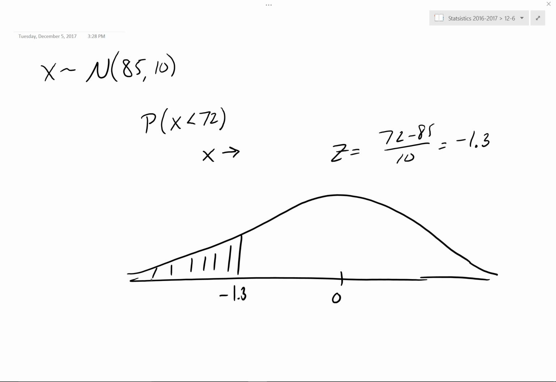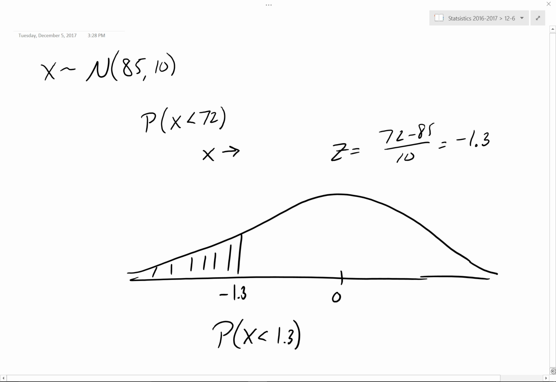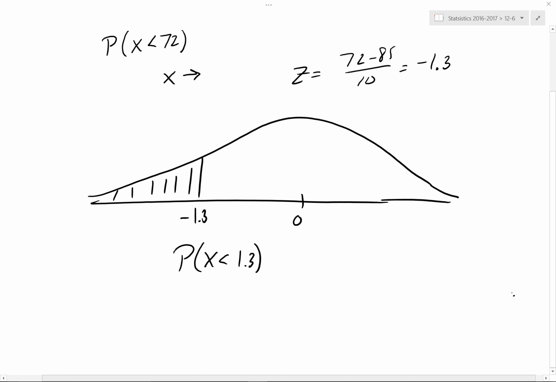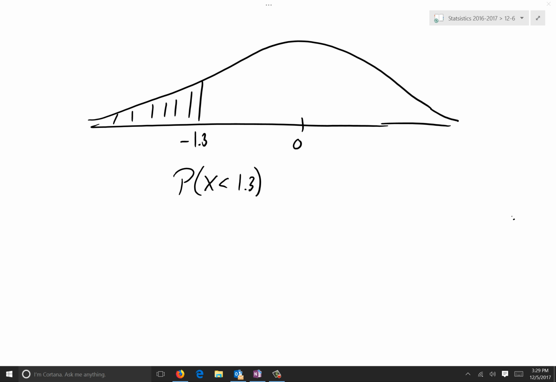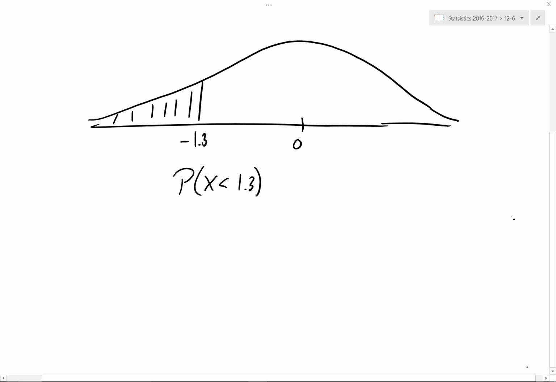Now, wait a minute, Mr. Groom. Are you saying that it's less than 1.3? Well, that's what I'm saying, actually. Well, the normal distribution is a continuous distribution. And so we want this. And so it's a continuous distribution.